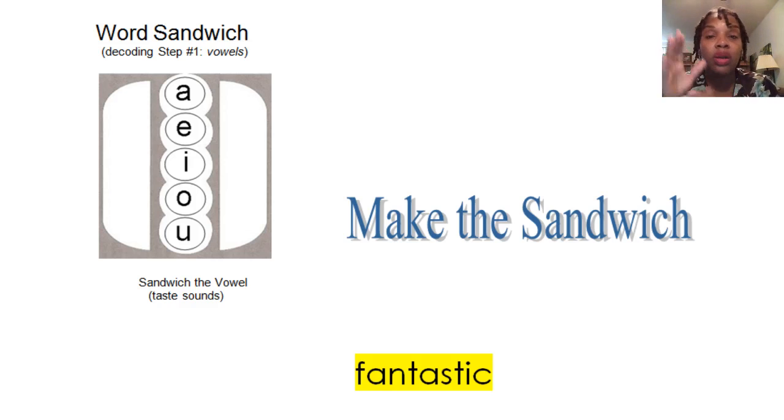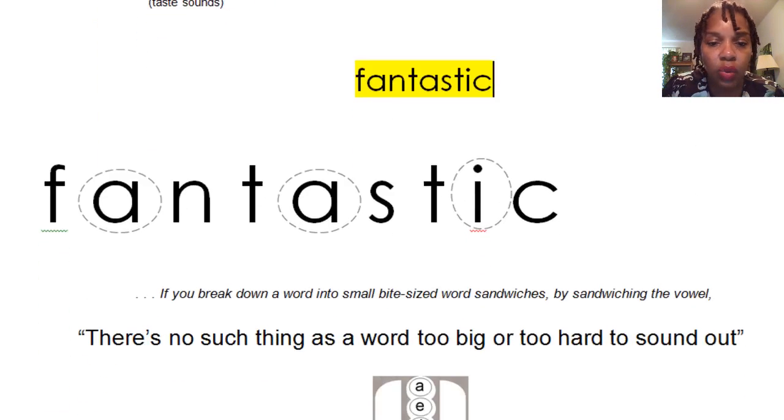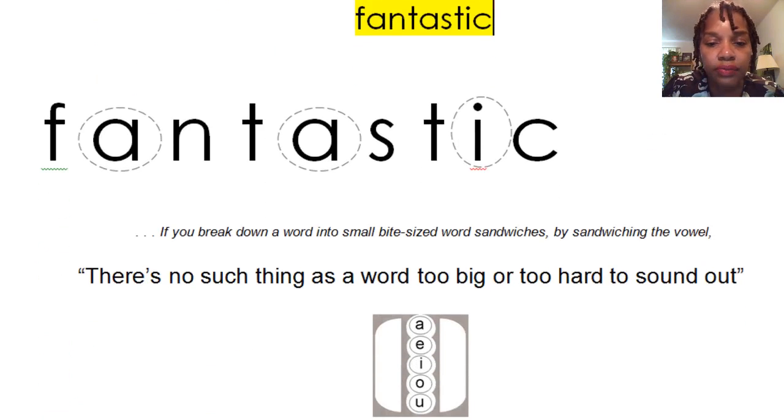Or I should say we're going to sandwich the vowel. Just hang in there with me. The way to sandwich the vowel is this: you're going to find all the ice cream sounds in this word, and you're going to circle them. There are three ice cream sounds in this word. The first ice cream sound is a. The second one is a again. And the last one is i.